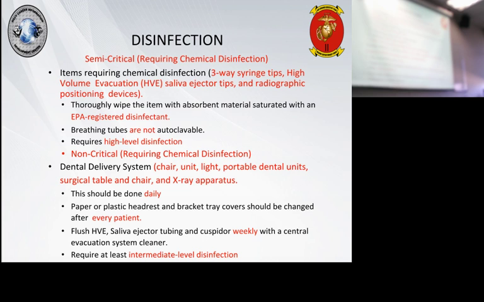Non-critical items that require chemical disinfection, like the dental delivery system, which involves the chair, the unit, light, portable dental units, surgical table, chair, x-ray apparatus. Just gives you an idea of what they're talking about when they talk about these different levels of disinfection.